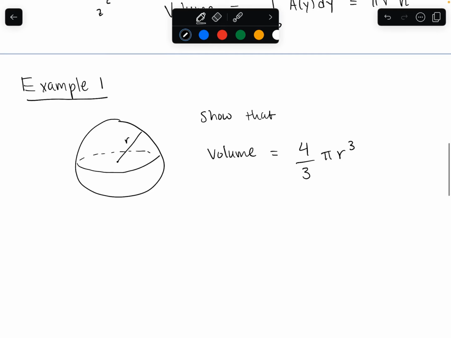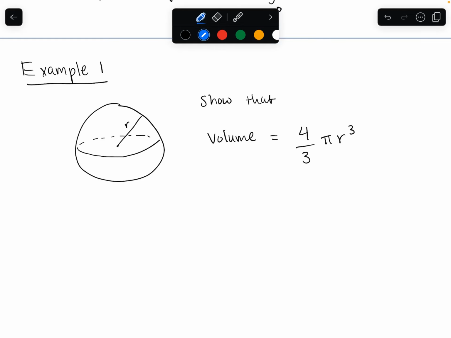So how do we do that? Well, we just use what we know. So we put down a coordinate system. Here I'll put the coordinate system at the center. So why not? Okay, there's the x-axis, there's the y-axis, there's the z-axis. And we have to pick one direction to integrate in. I'm going to integrate in the x direction, so why not?